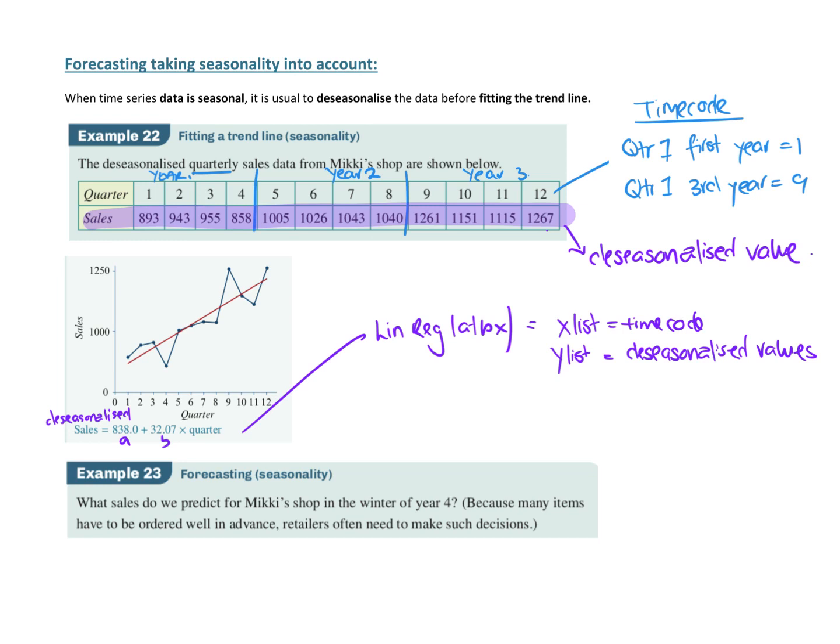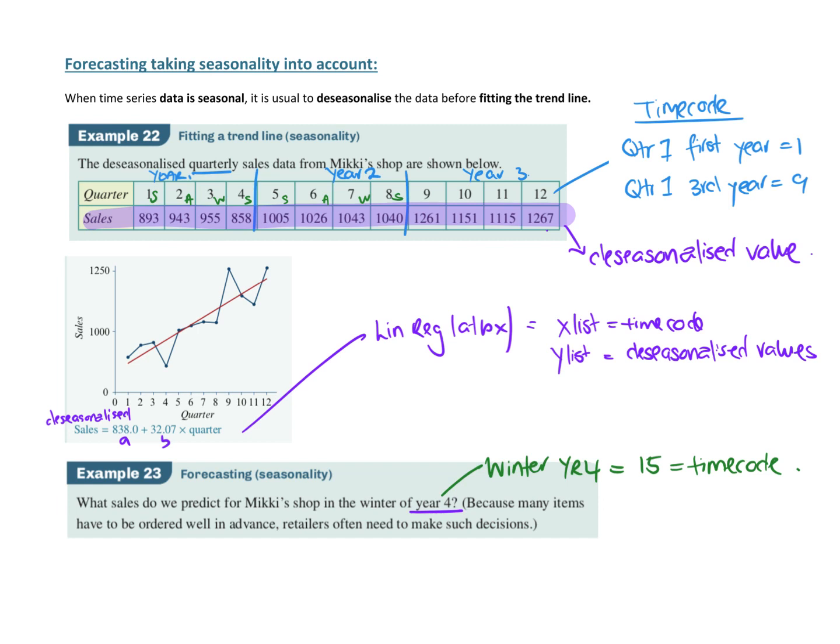So what sales do we predict Mickey's shop in the winter of year 4? So if you look at winter, I'm assuming we're saying summer, autumn, winter, spring. Summer, autumn, winter, spring. So if you keep following that pattern, winter in year 4 is going to equal a time code of 15. 15 will be the time code. Yeah, it'll be the 15th quarter of this data. So we're going to predict. So we're going to use that formula.